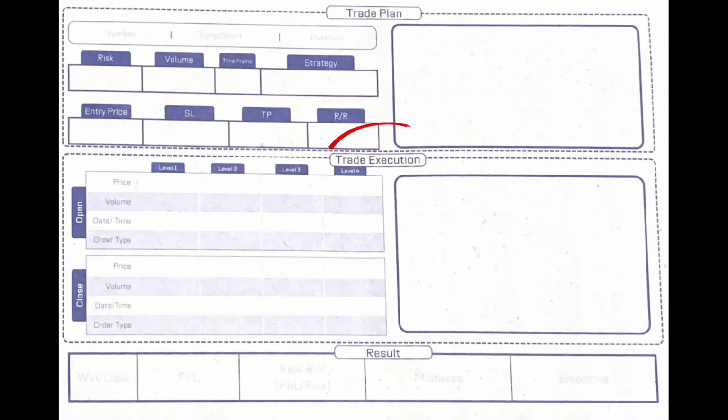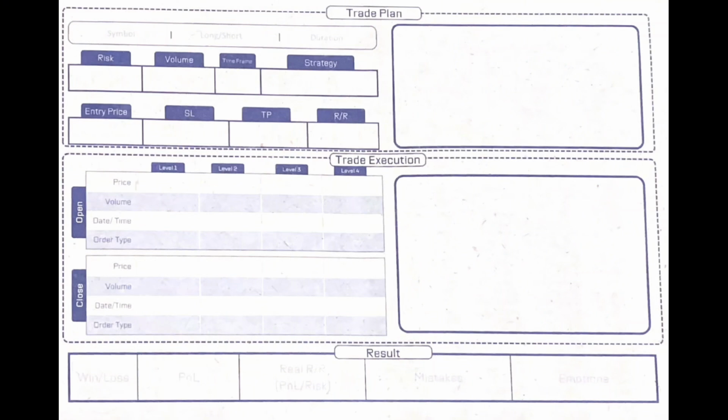Then, trade execution. This section is for recording the actual execution details: price, volume, date or time, and order type, both when opening and closing the trade. And finally, result. Here you record the real reward to risk ratio, P&L, profit or loss, and whether the trade was a win or a loss.